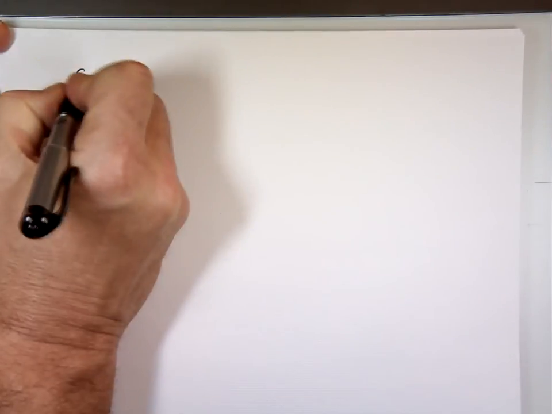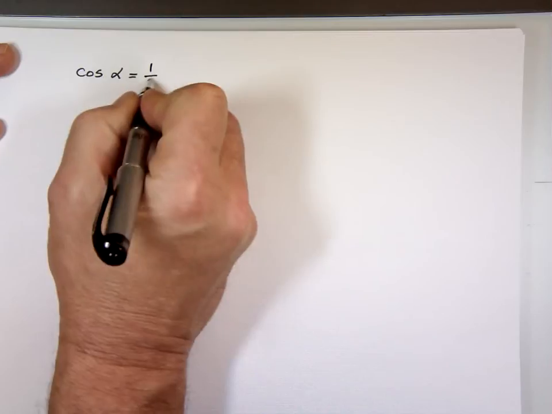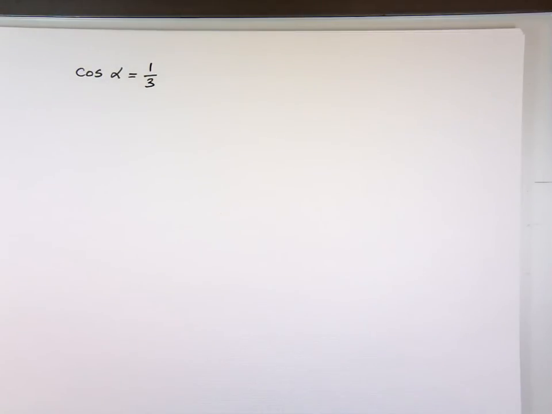Let's take this example. Let's say I gave you cosine alpha. We don't even know what alpha is. Equals, pick a fraction less than 1. What? 1/2? Well, let's do 1/3. For 1/2, I know the angle is 60 degrees. So cosine alpha equals 1/3. I have no idea what that angle is.